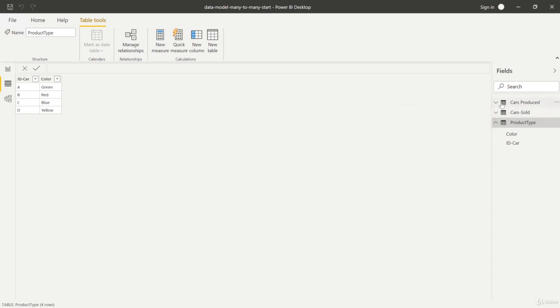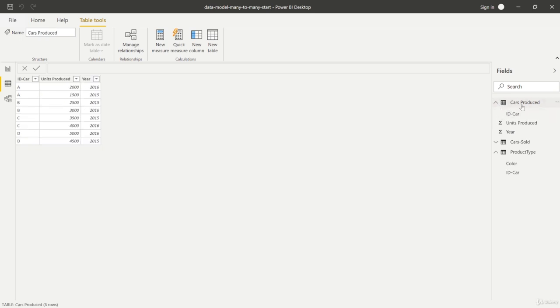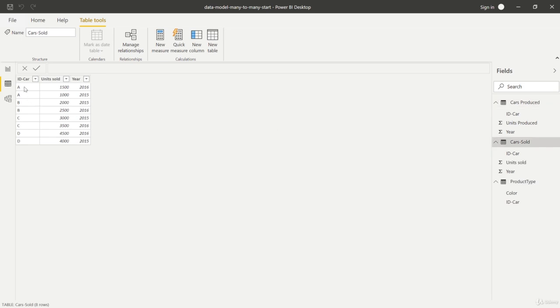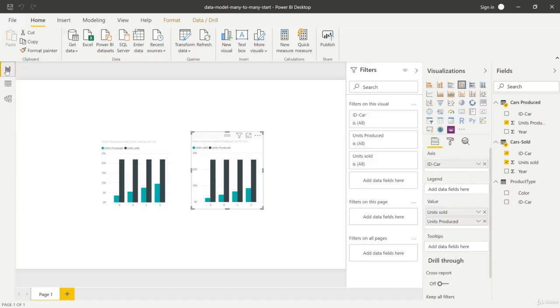So if we check out these other tables, you can see that in the cars produced table, we have again the ID and the units produced and the year when these cars were produced. But the ID occurs multiple times here, so we don't have a single ID in contrast to our product type table. And for the cars sold table, we have the same structure. So again, ID, units sold and year, and also with multiple occurrences of the IDs. So let's keep that in mind and let's go to the report view now.